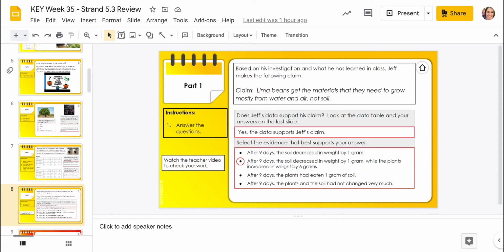So I agree with Jeff's claim. Lima beans get the materials that they need to grow mostly from water and air, not soil. I think that his data supports the claim. The reason that his data supports the claim is that after 9 days, the soil decreased in weight by 1 gram, while the plants increased in weight by 6 grams.